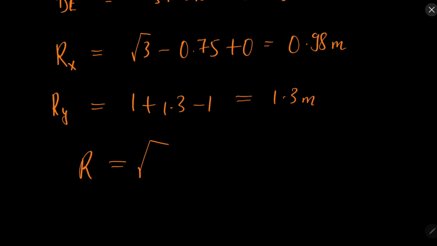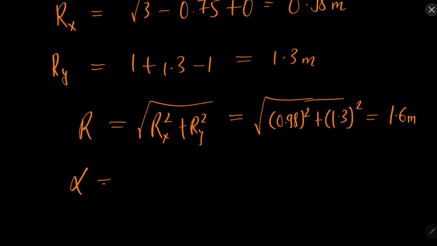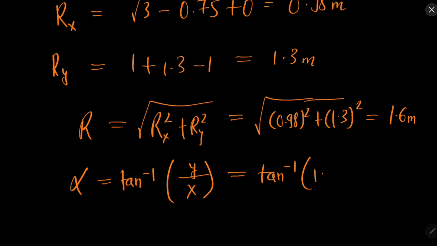So resultant R will be root of Rx square plus Ry square plus 2 Rx Ry cos 90 degree, which will be 0. So ultimately, putting the values 0.98 square, 1.3 square and solving this, you will get 1.6 meters. And obviously the angle is tan inverse of y component upon x component. So after solving this, you will get tan inverse 1.32. So this will be the angle.